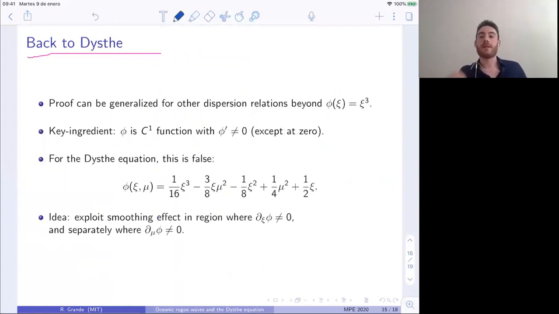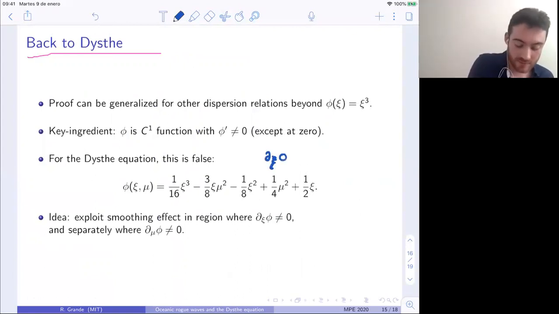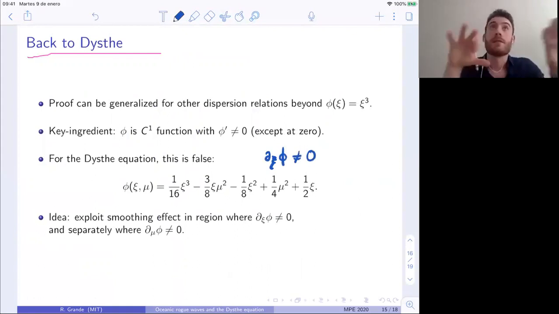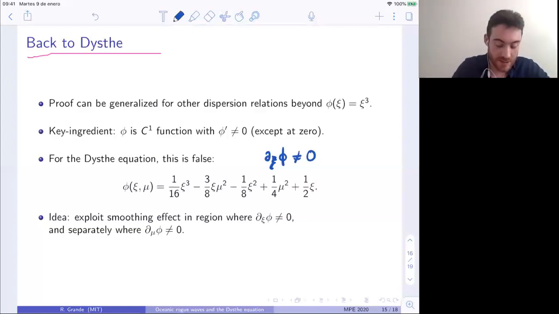Unfortunately, for the Dysthe equation, as I was saying, this function phi does not satisfy this condition. Since we want to gain back one derivative in x, there's no way we can do that. The equivalent problem would be having this derivative with respect to c not vanishing. Unfortunately it does vanish in large regions of the space. So one thing one can do is divide the frequency space into smaller pieces in such a way that in each of these pieces, at least one of the partial derivatives of phi does not vanish. Okay, and in fact that can be done.